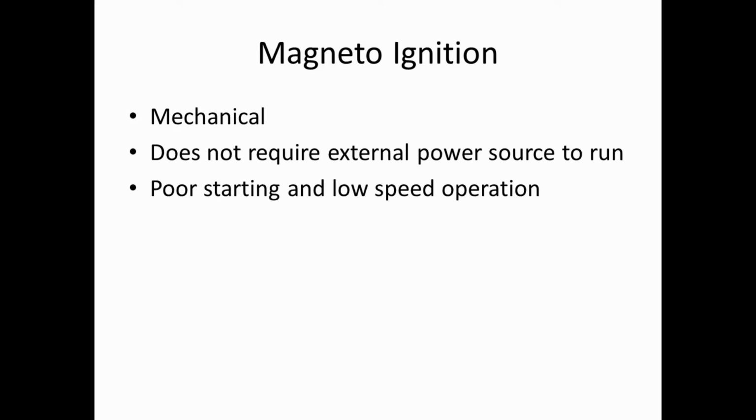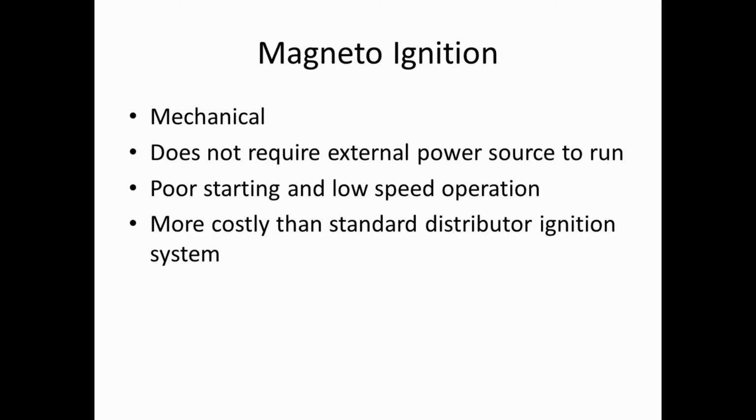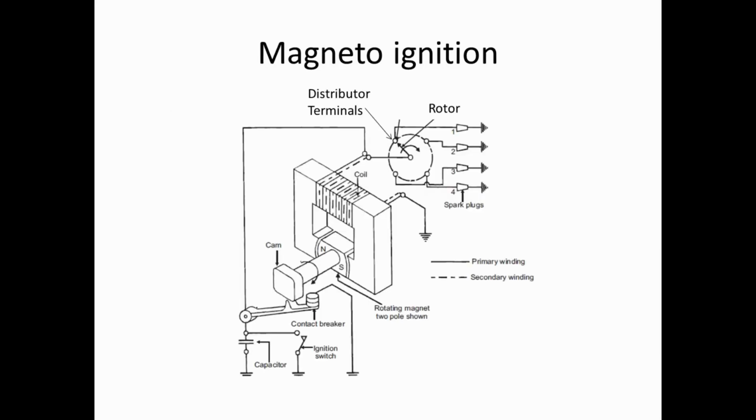The only problem is this provides poor starting and low speed operation because you need to spin this Magneto up fast enough to produce enough power to create a decent enough spark to get this thing to fire. It's also more costly than a standard distributor ignition system. So this is basically how it works.